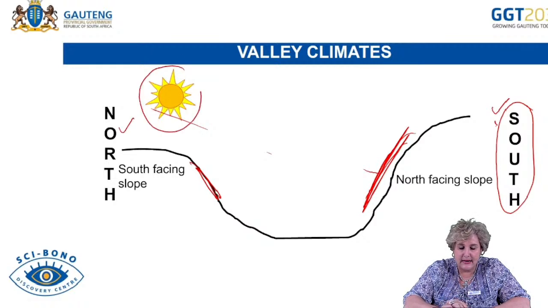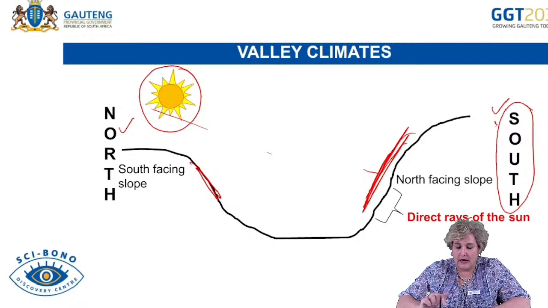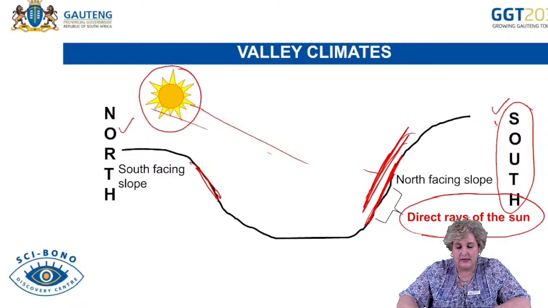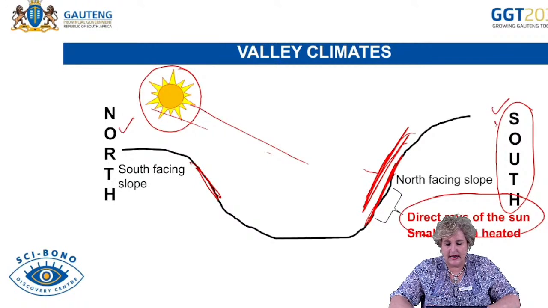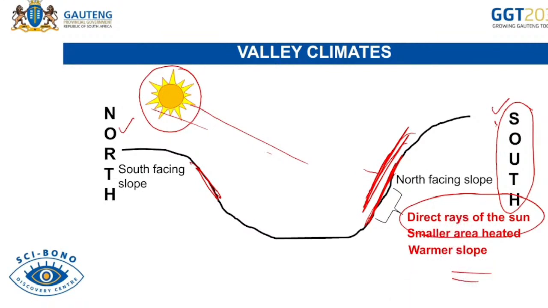And there's the sun from a northern angle. So what is happening here? This slope over here receives direct sunlight from the sun. It receives direct rays of the sun. And the area that the sun heats up is a smaller area that's being heated. It is therefore my warmer slope.